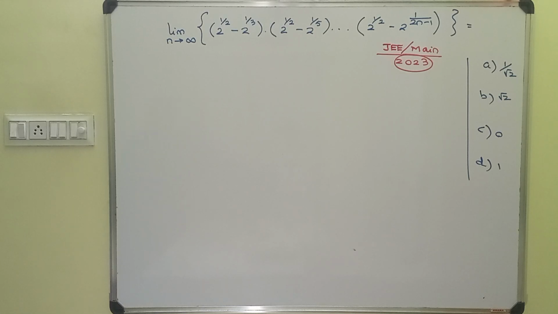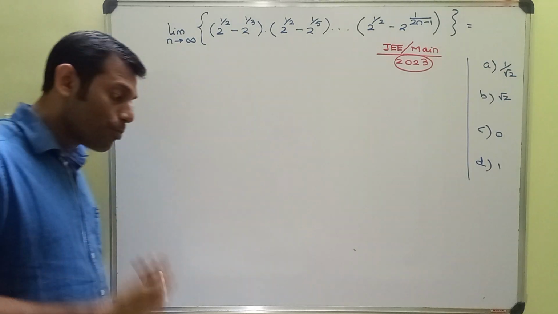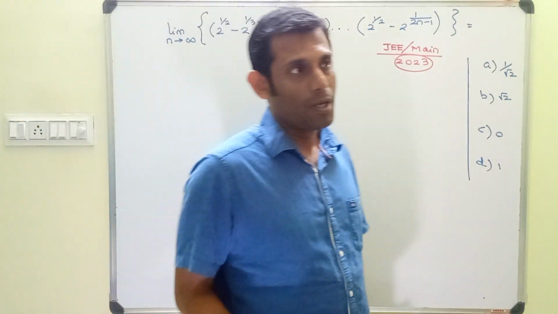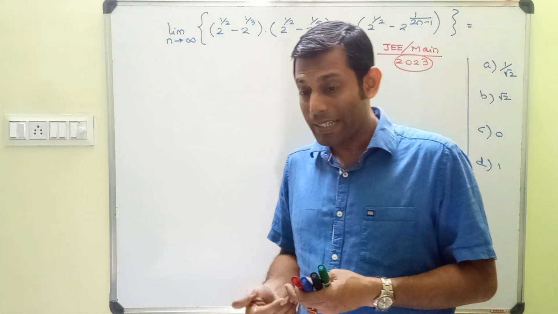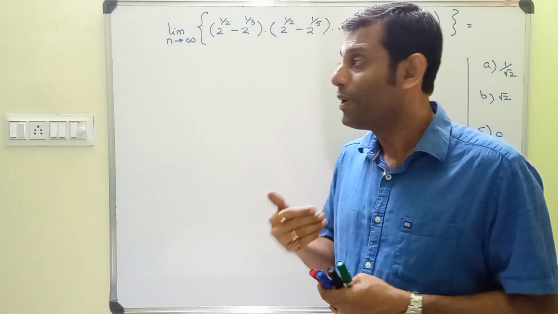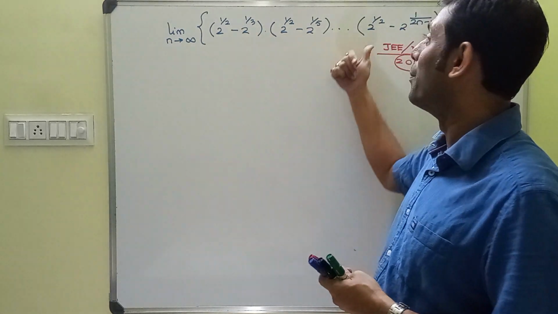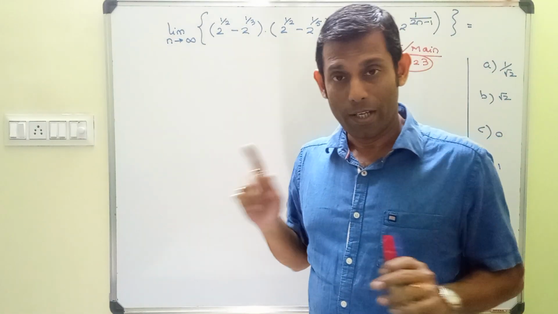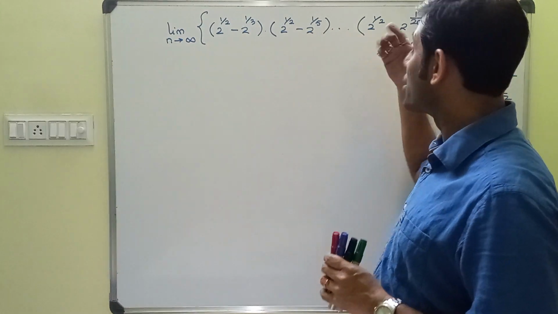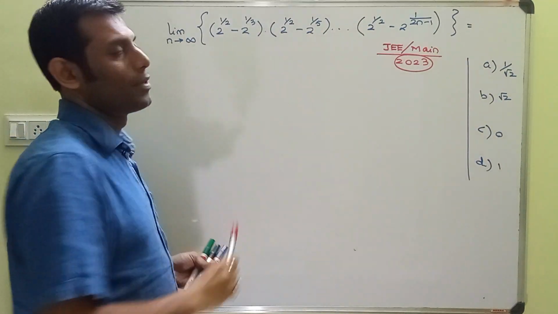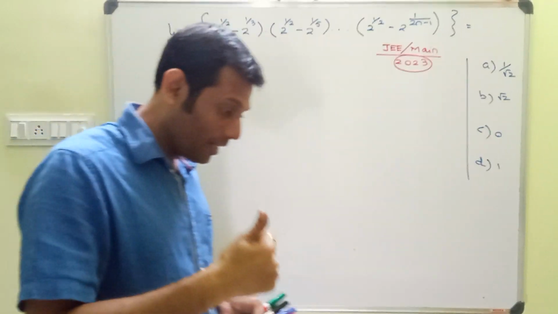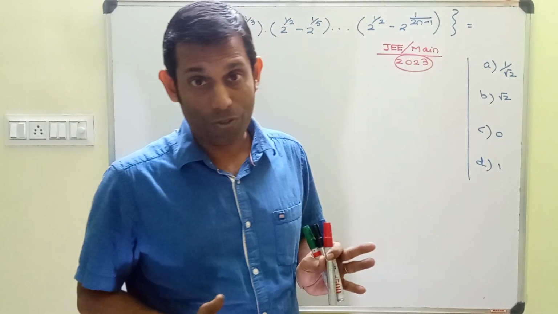A limits question with limit n tending to infinity can have very few possibilities of concepts. One is integral as a limit of sum. Now, integral as a limit of sum is missing. Limit of product is visible. You see, this limit is on a product of factors. So, integral as a limit of sum is out of question.